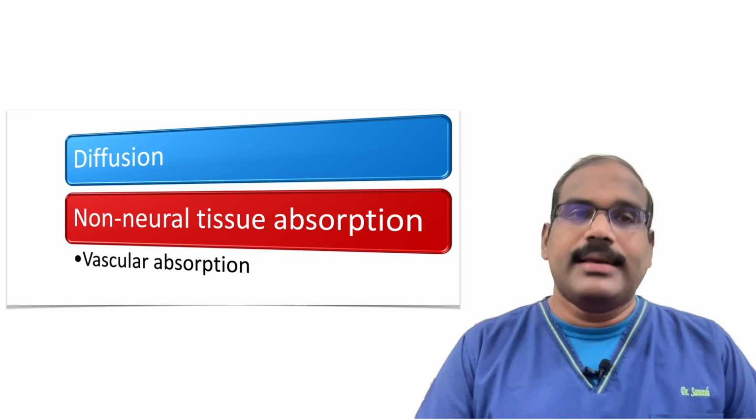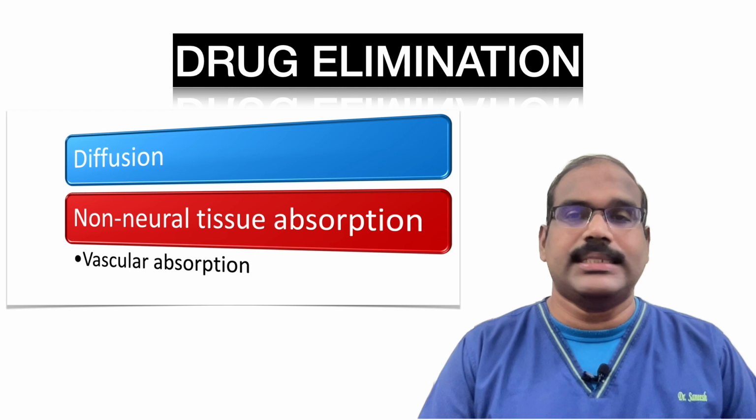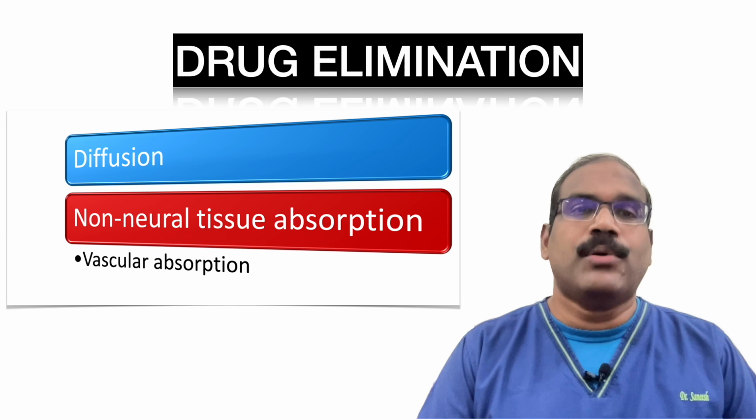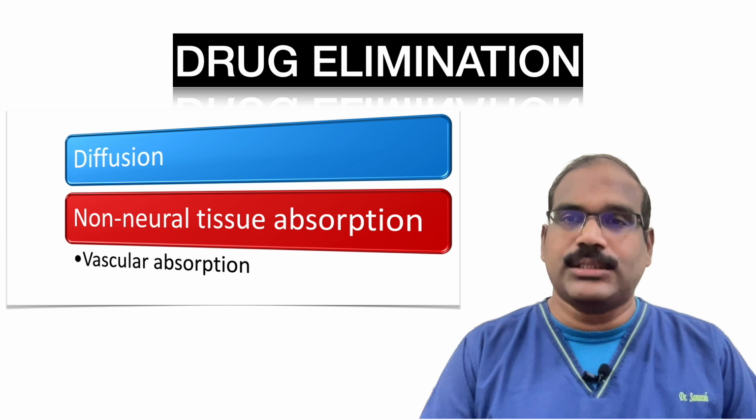Regression of neural blockade results from a decline in CSF drug concentration, which in turn is caused by non-neuronal tissue uptake and, most importantly, vascular absorption. Remember, elimination does not involve metabolism of local anesthetics within the subarachnoid space.